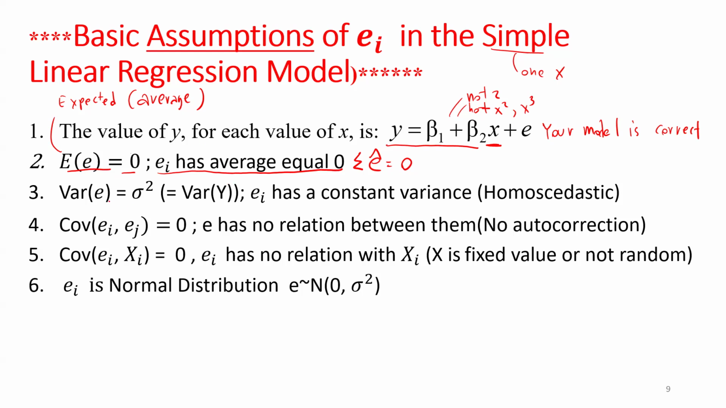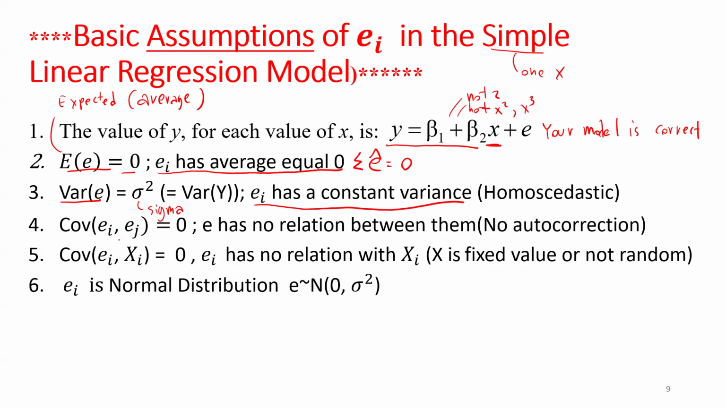Third assumption, variance of error equal sigma square. So it means error has a constant variance. Just know the word first. Later I will show you what it means. Error has constant variance.